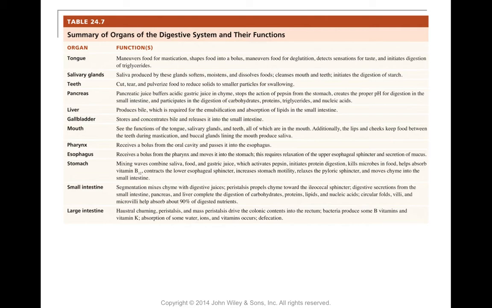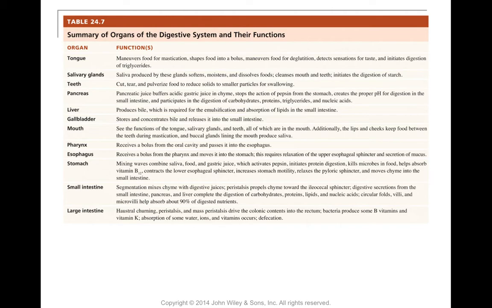So this is just a summary of all of the different organs of the digestive system. The tongue is responsible for mastication and making the bolus of food swallowed, so deglutition, so basically chewing and swallowing. Also for taste determination and the initial digestion of things like triglycerides. So it's going to help start to break things down.